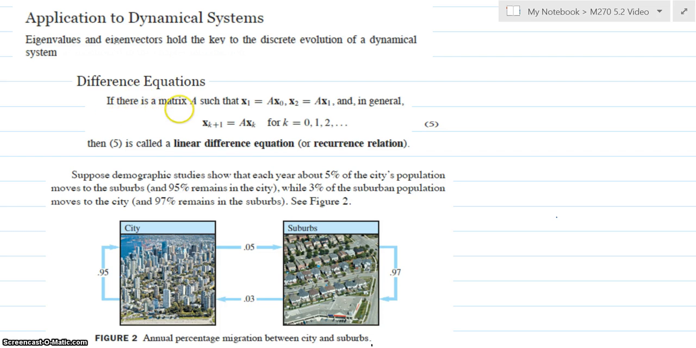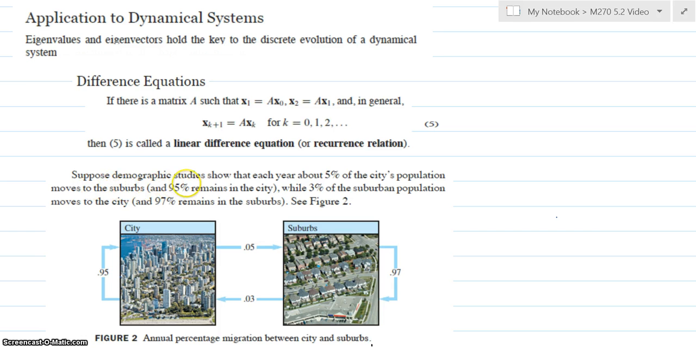It says if there is a matrix A such that we have this relationship, if you take A times x naught, which is our linear transformation matrix, it's going to equal x1, the next one. And then we do it again, A times x1, to give you x2. That's called a recursion equation or a linear difference equation. So we're going to get that from this example you will see in a few minutes. So let's go ahead and read the example.